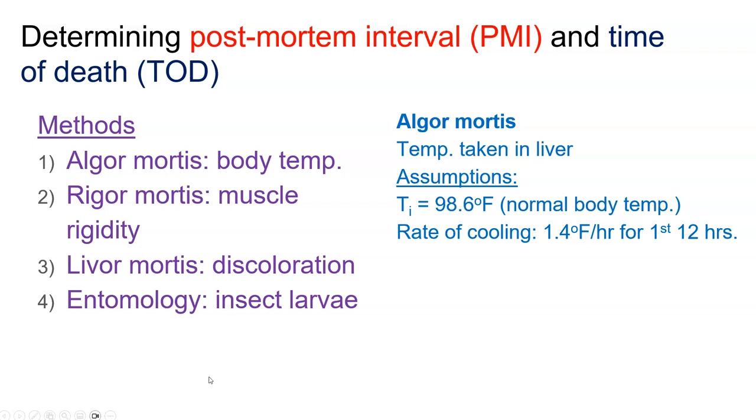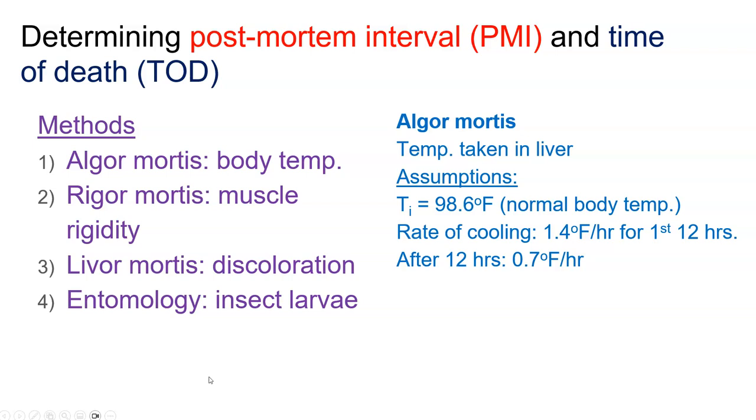Another assumption is that the body will cool under normal conditions, and we'll talk more detail about that later, under normal conditions at about 1.4 degrees Fahrenheit per hour for the first 12 hours. So that is how fast most bodies will cool, roughly. After 12 hours, it's going to cool a little slower because it's not as hot anymore. So that transfer of heat is going to be a little slower at about 0.7 degrees Fahrenheit per hour.